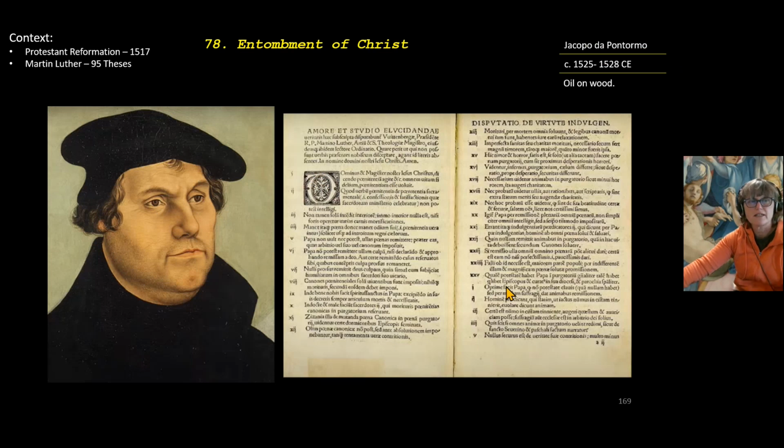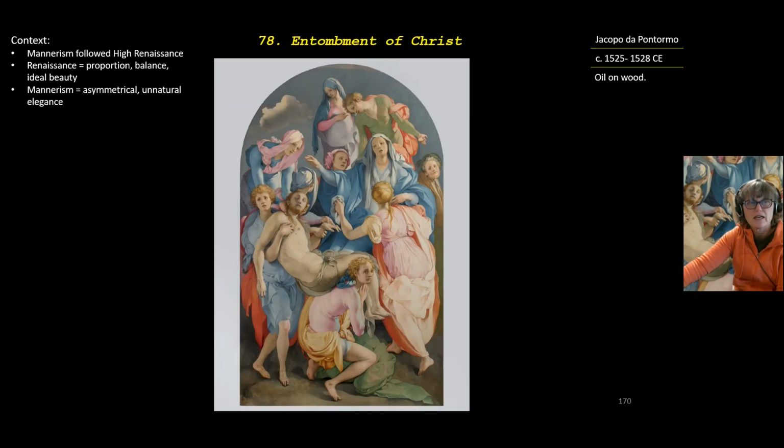Context for it is that the Entombment of Christ was painted between 1525 and 1528. And in 1517, just 8 years earlier, Martin Luther had posted his 95 Theses on the door of the church in Germany, and this launched the Protestant Reformation, which was a time of rethinking about how church should be formed. And so this was a time of change.